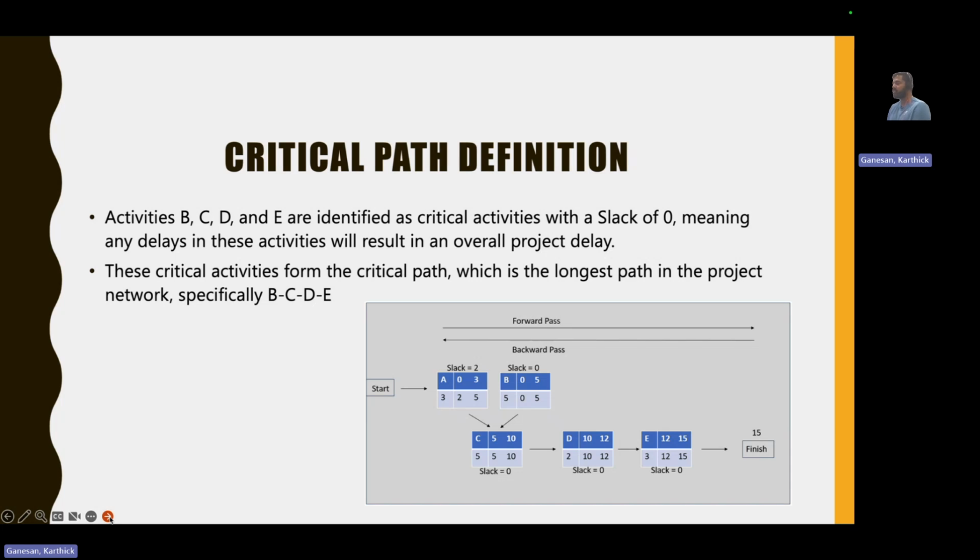So we should have better risk management, better quality control and monitoring for these activities. These critical activities form the critical path, which is the longest path in the project network, which is BCDE. From activity B to activity E, there must be a series of guardrails to implement and watch out for any failures.